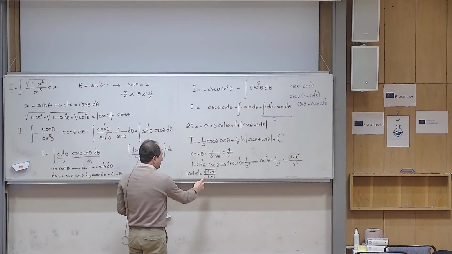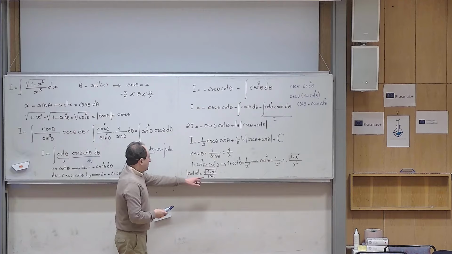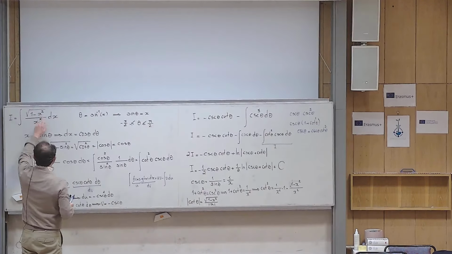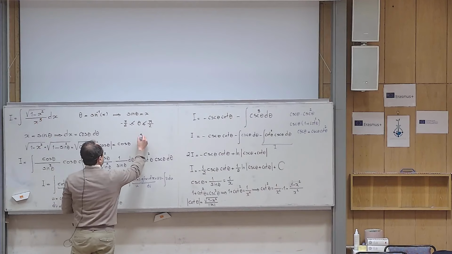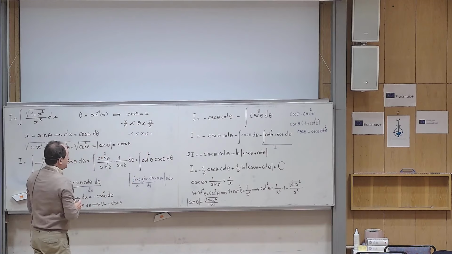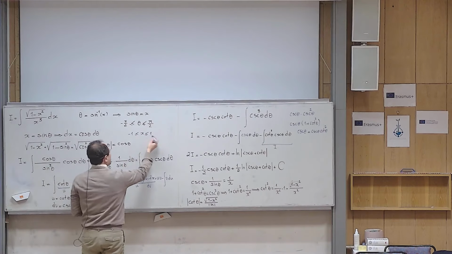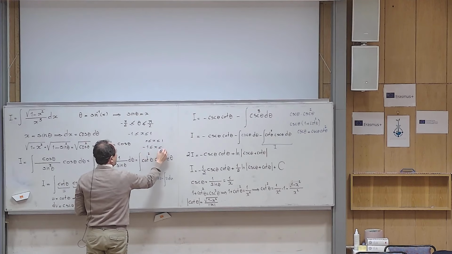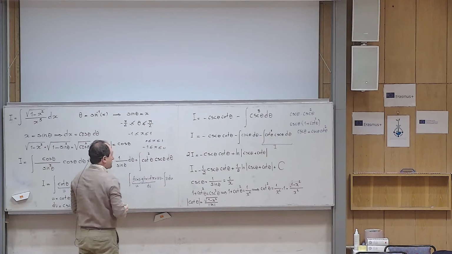Let us see what happens here. You know that this means x should be somewhere between minus 1 and 1. Otherwise, this square root is not defined at all. But then I can consider it in two cases: either x is between 0 and 1, or it is between minus 1 and 0. So I have these two scenarios.